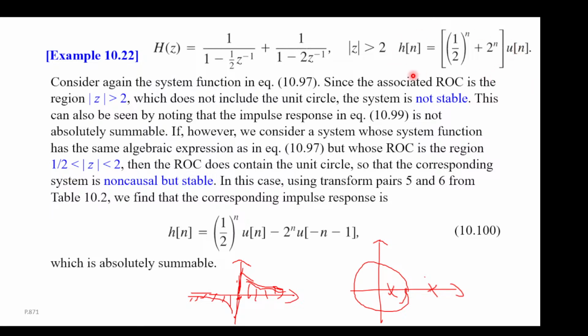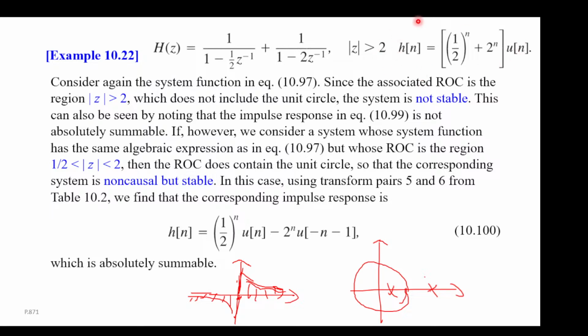We can also see this just from h of n. The 2 to the n part means h of n is not absolutely summable. The 2 to the n part is exponentially growing, and if you sum from n equals 0 to infinity, it is going to blow up. So let's check whether the ROC includes the unit circle, and the system is indeed unstable.